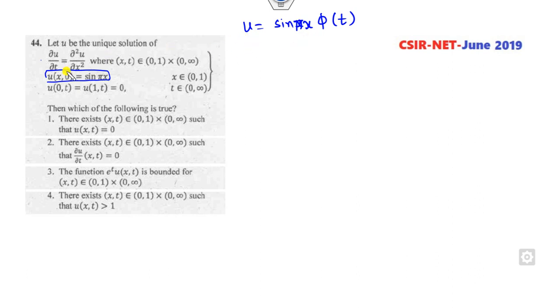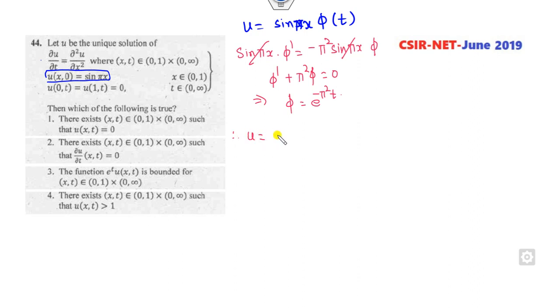So I can take the partial derivative with respect to t, and substitute here sine pi x phi dash. Taking the second derivative gives minus pi square sine pi x of phi. So sine pi x will be cancelled out, phi dash plus this is 0. So the solution will be e raised to power minus pi square t, so the solution is e raised to minus pi square t times sine of pi x. This is the first method.